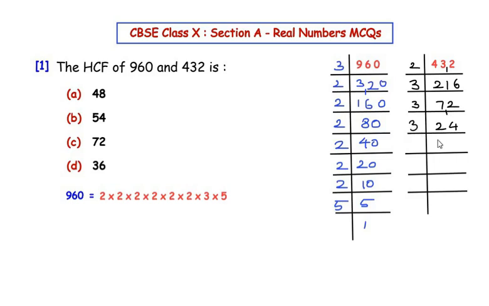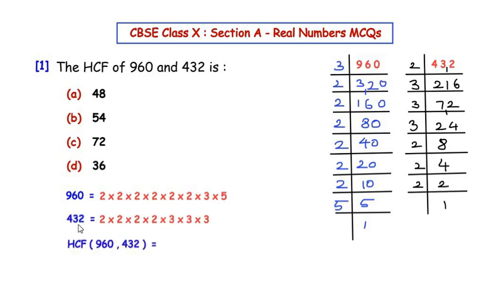Now 3 8 times is 24. 8 goes in the table of 2. So 2 4 times is 8, 2 2 times is 4 and 2 1 times is 2. So here we have written 432 as 2 times 2 times 2 times 2 times 3 times 3 times 3. So 2 has appeared 4 times and 3 has appeared thrice.